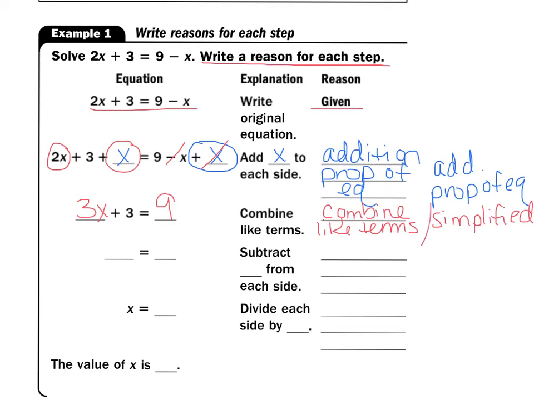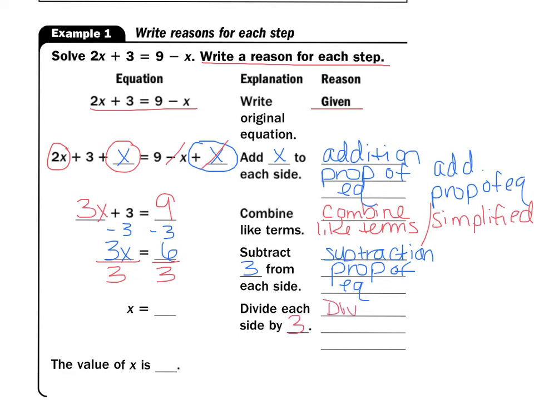Now to continue to solve, we're going to subtract 3 from each side. And we're doing that because of the subtraction property of equality. So when we do that, we're left with 3x = 6. And then now to solve, we're going to divide each side by 3 because of the division property of equality.